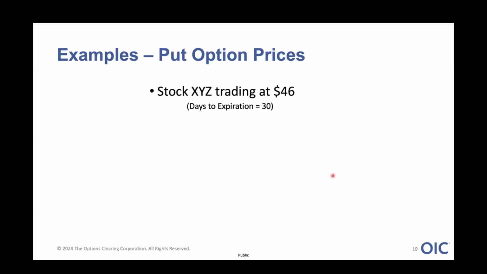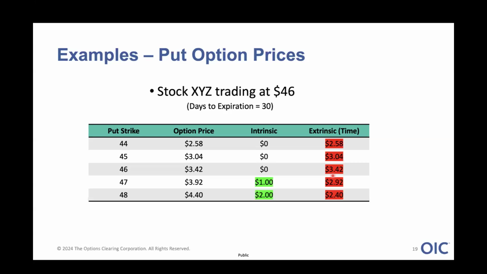Now, puts, let's look at a put example. So we have XYZ stock trading 46, 30 days to go to expiration, and we see various put strikes. If we look at the 48 level put, we see it's trading for $4.40. Well, it's the right to sell stock at 48. Right now, stock's trading for 46. This put is $2 in the money. So if it's $2 in the money, then we know that the remaining $2.40 of premium has to be extrinsic value. The 47 level put, it's trading for $3.92.